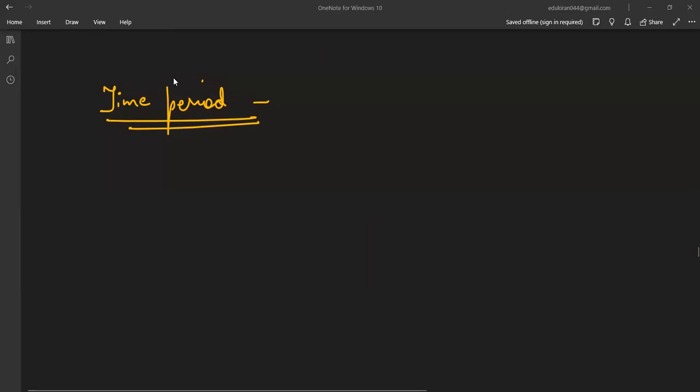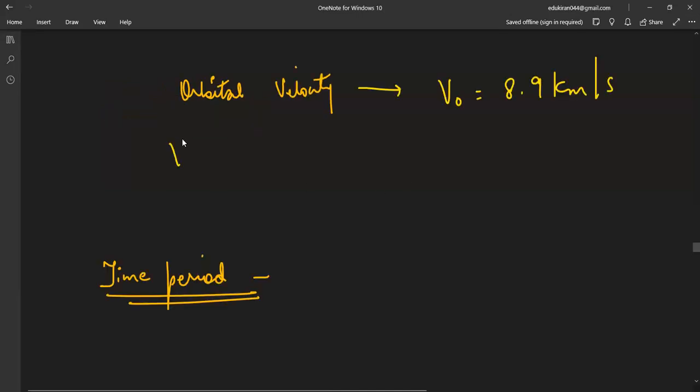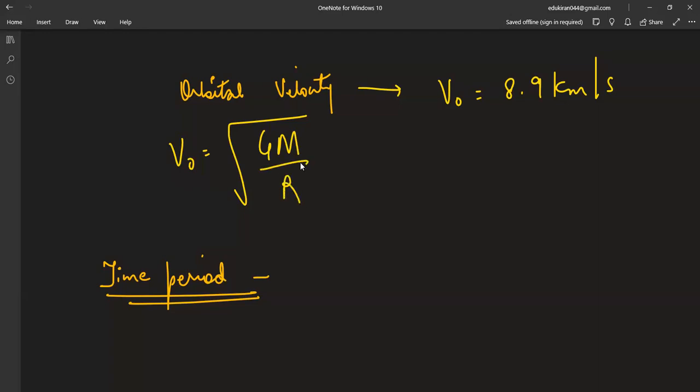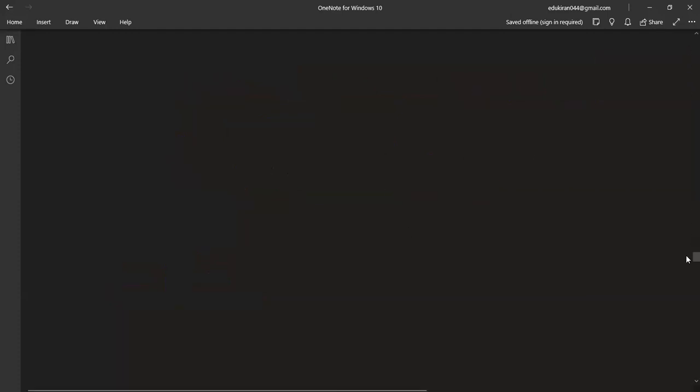Yes, class, in the last class time period we couldn't calculate, so I had stopped at this point: orbital velocity was under root GM by r. Please have an idea that this means r plus h if height is present. If height is negligible, then this is the only radius present, which gives 8.9 kilometer per second. Remember, this is not per hour, per second. This will make a difference. This is a very high speed.